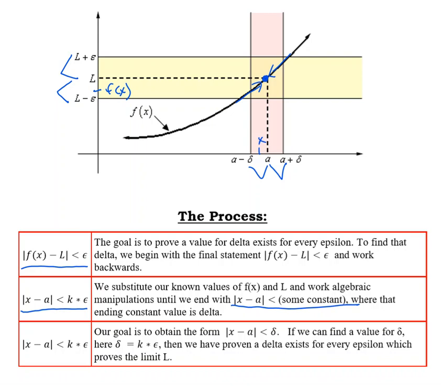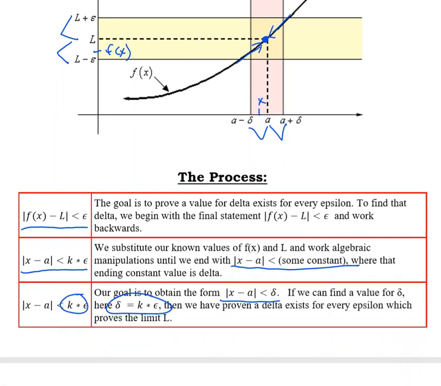So again, our goal here is to obtain the form of absolute value of x minus a being less than delta. So if we can find a value for delta, in this case, our value of delta is k times epsilon, then we have proven a delta exists for every epsilon, and that proves that the limit value is L.